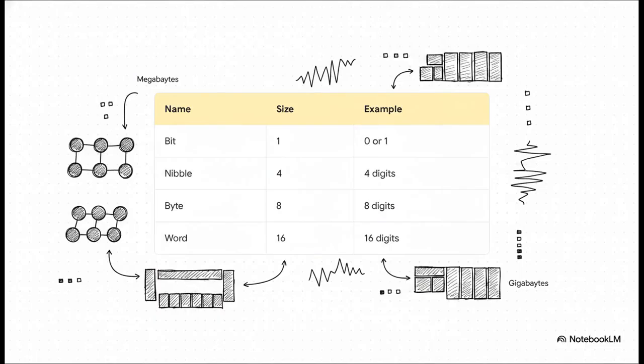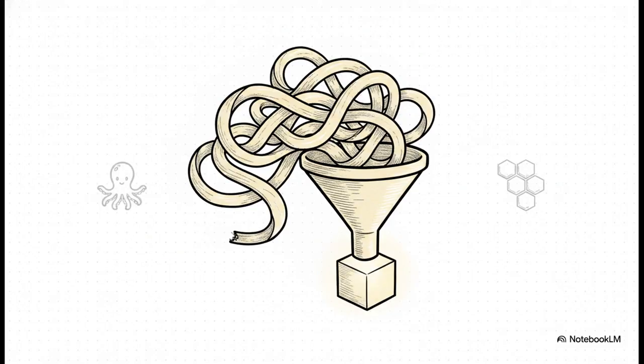Now, what's super fascinating is how these tiny individual bits team up to form larger pieces of data. If you group 4 bits together, that's called a nibble. Group 8 bits together, and you get a byte. You've probably heard of megabytes and gigabytes, right? Well, those all start right here with groups of 8 ones and zeros. Oh, and a group of 16 bits? That's called a word.